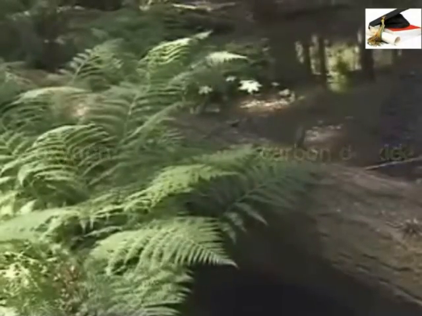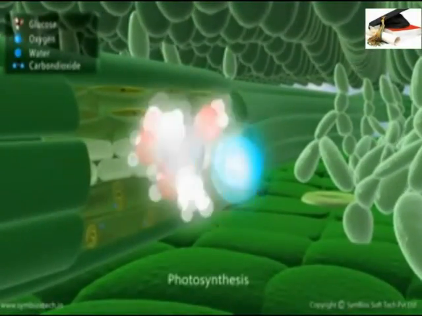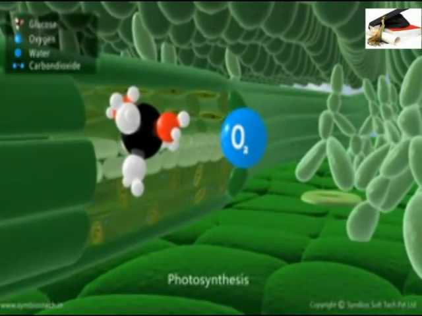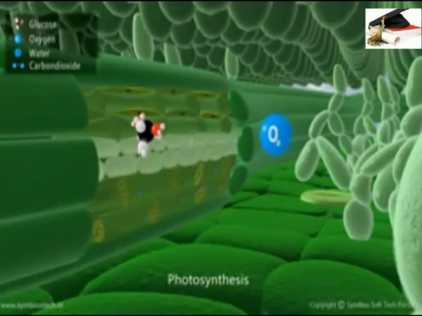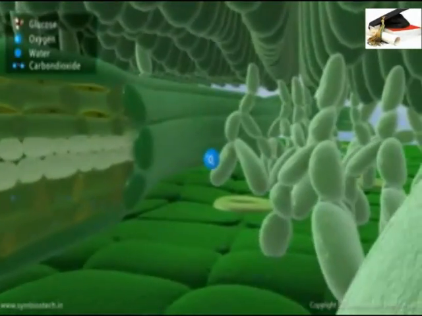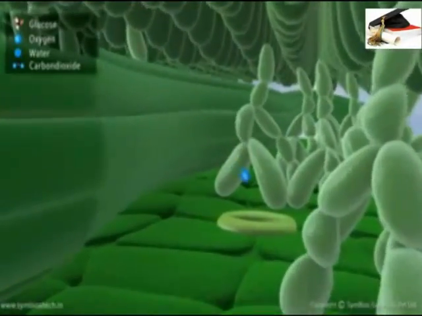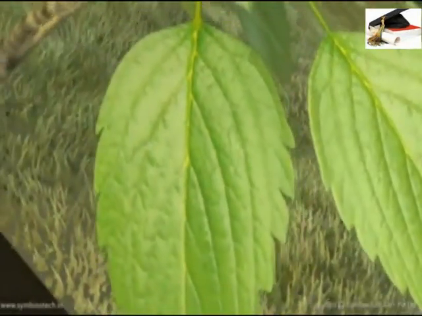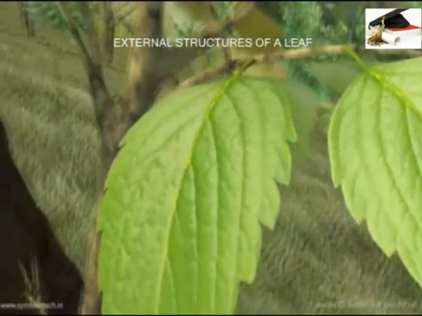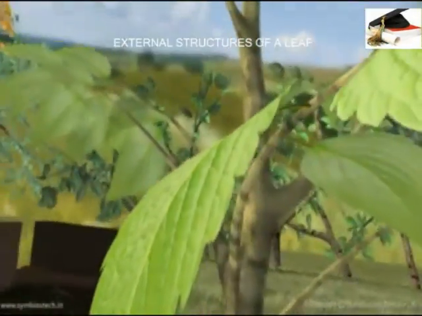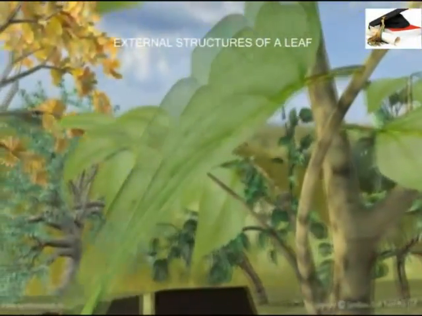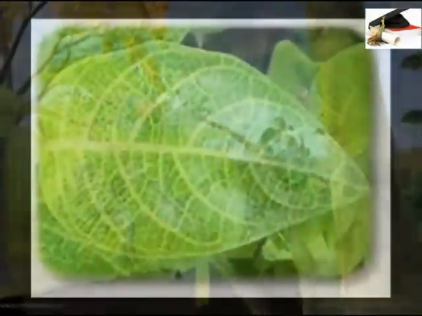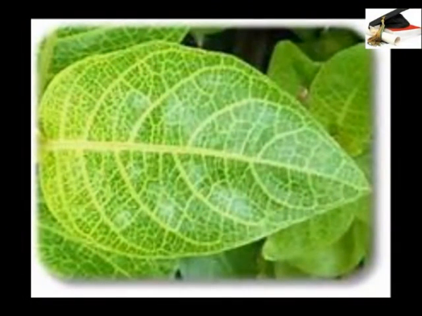The process of photosynthesis occurs in green plants, mainly in the leaves. In order to understand the process of photosynthesis, it is necessary to study the external and the internal structures of the leaf. External structures of a leaf. A leaf is a thin, flattened organ which is attached to the stem or a branch of a green plant.